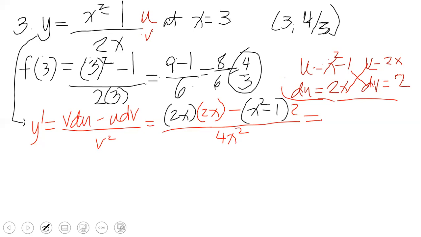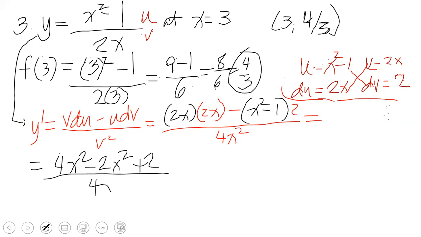So simplify natin all those terms. So that will become 4x squared minus 2x squared. You have minus 2x squared. Sulat natin sa baba. So you also have 4x squared minus 2x squared plus 2 all over 4x squared.